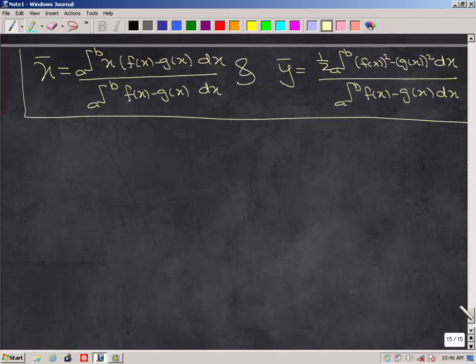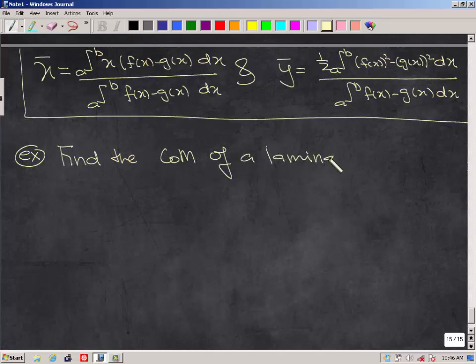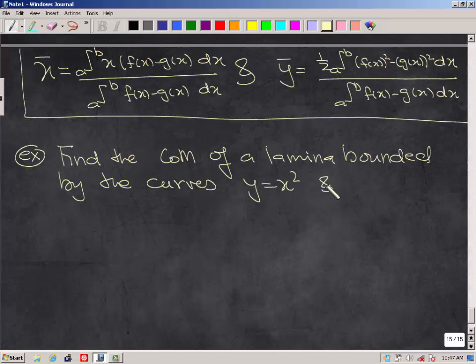So let's take a look at how to find the center of mass for a parabola. Let's say we want to find the center of mass of a lamina bounded by the curves y is equal to x squared and y is equal to 4.